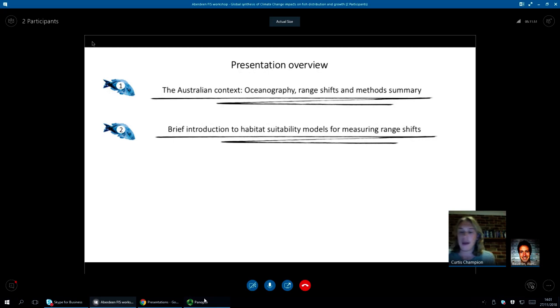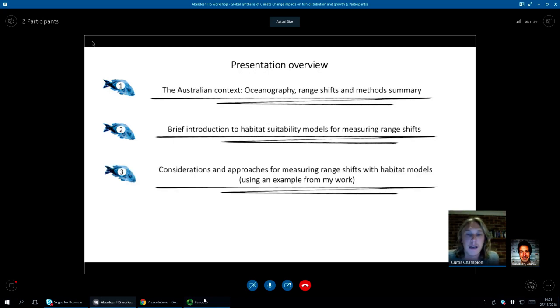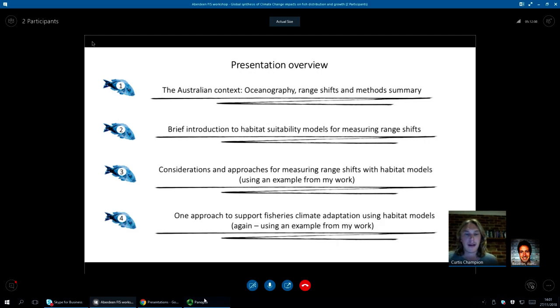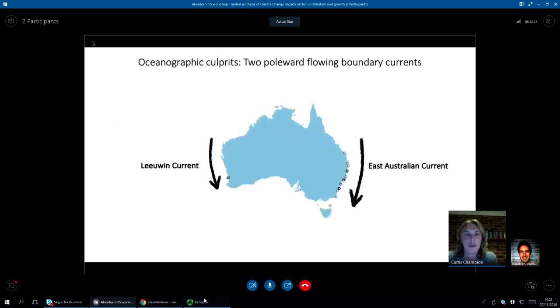to those. And then I'm going to step through a few considerations and approaches for measuring range shifts with habitat models, and I'm going to do so using some of mine and Greta's work that we've been doing over the last 2 years in my PhD. And then finally, again using an example from our work, I just want to discuss one approach for supporting fisheries climate change adaptation using habitat models. So it's a little bit of a big mixed bag, and I'm going to start with the Australian context and step through some methods and then move into some habitat models and how to use them to support fisheries adaptation.